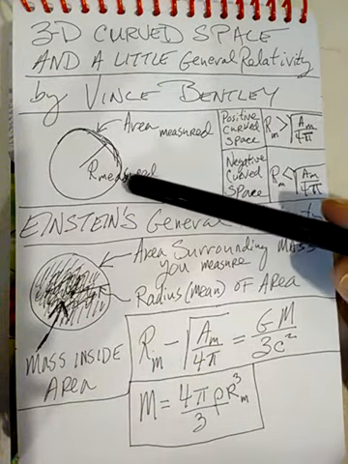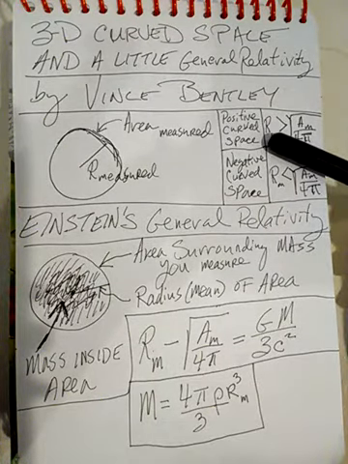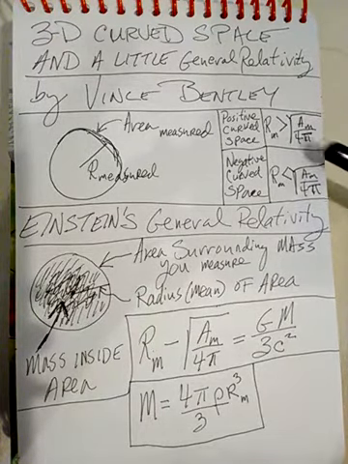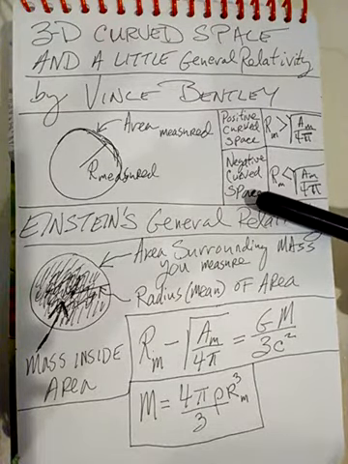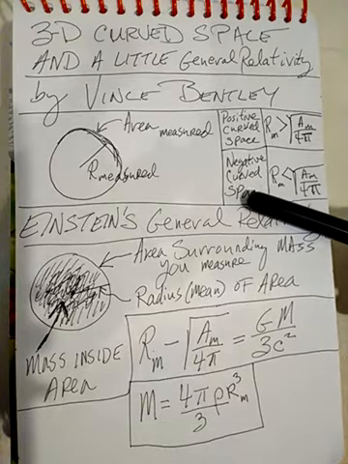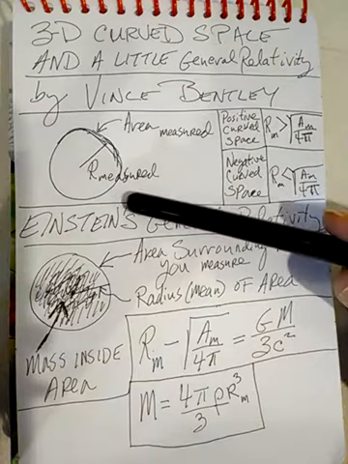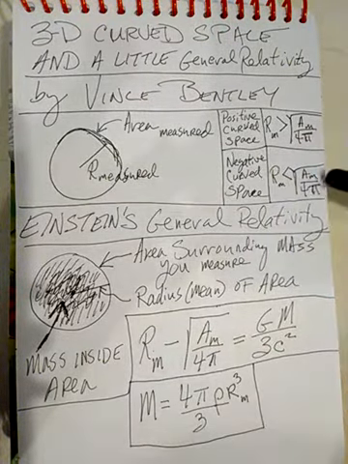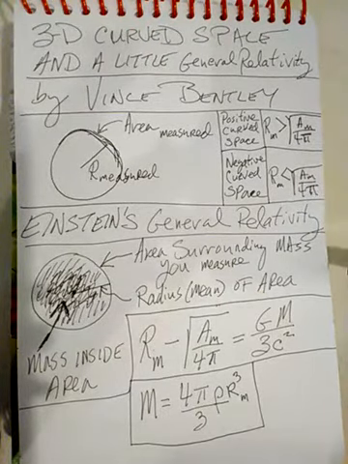But what you'll find if you're in a positively curved space is that the radius of the sphere will be greater than the square root of the area divided by 4 pi. If you're in negatively curved space, when you measure the radius and you measure the area of the surface inside your space, the radius will be less than the square root of the area measured divided by 4 pi.